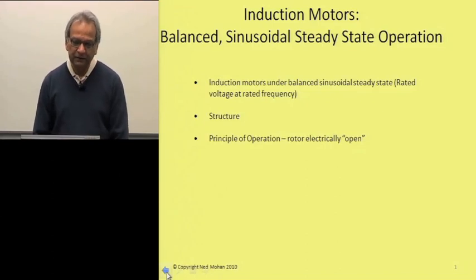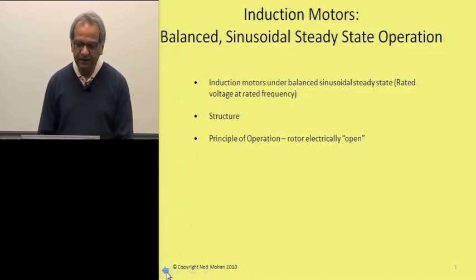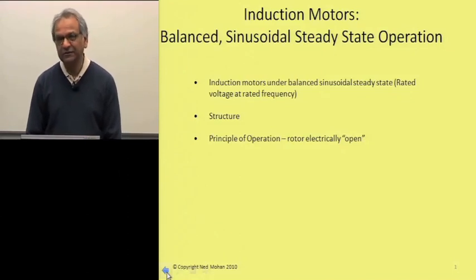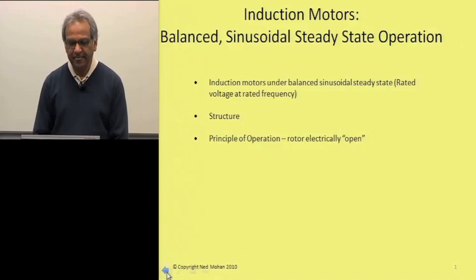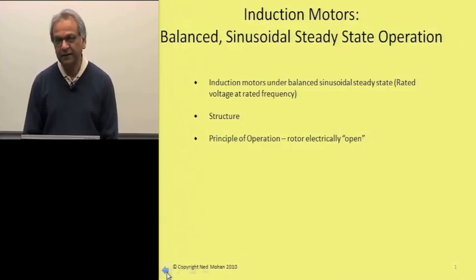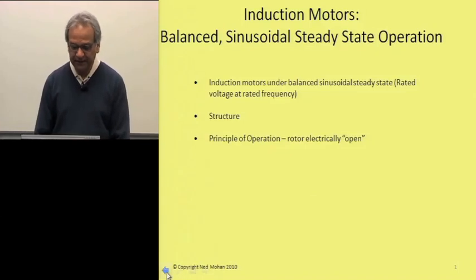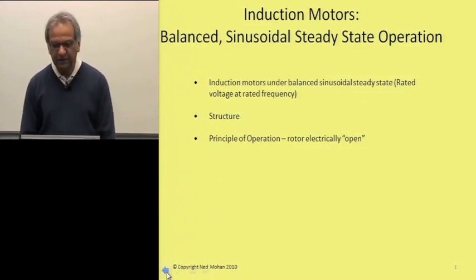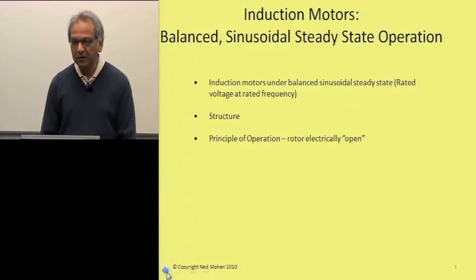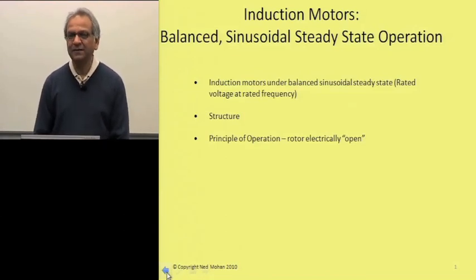So let's start, and we'll assume, of course, a balanced sinusoidal steady state operating condition. First, we'll begin by looking at the structure of these machines, and then we'll also look at part of the principle of operation. We'll go on for 2-3 more modules, but in this module, we will basically assume that the rotor is magnetically present, but somehow it's electrically open circuited.